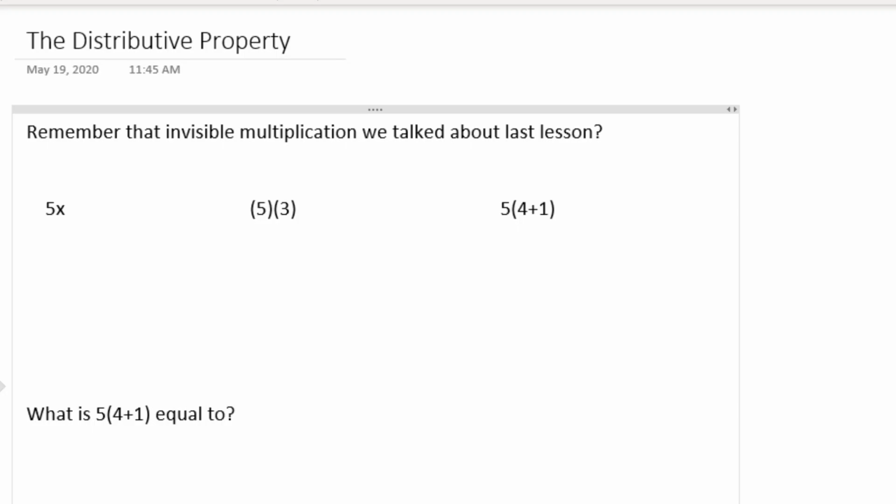This week we're going to be doing some more evaluating of expressions, but we're also going to talk about this thing called the distributive property, which is something that's useful for you to know in algebra, and it's useful for you to know just in general math. But first, we're going to talk about that invisible multiplication we talked about last lesson.